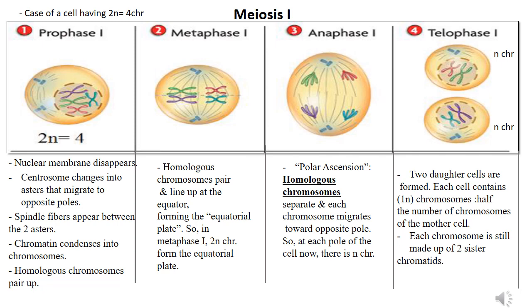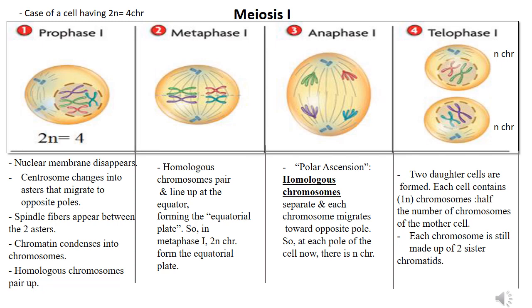So let's explain now the process of meiosis, and to facilitate the understanding of meiosis, two pairs of chromosomes are shown in the figures below. As I said previously, meiosis consists of two successive divisions, meiosis 1 and meiosis 2. Here in the figure, we can see meiosis 1 with its four phases: prophase 1, metaphase 1, anaphase 1, and telophase 1.